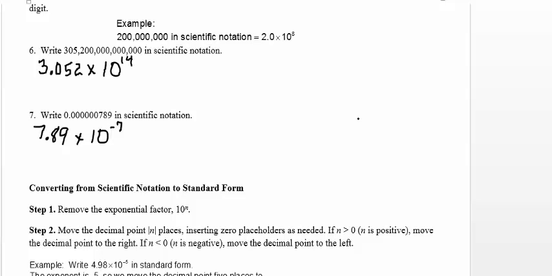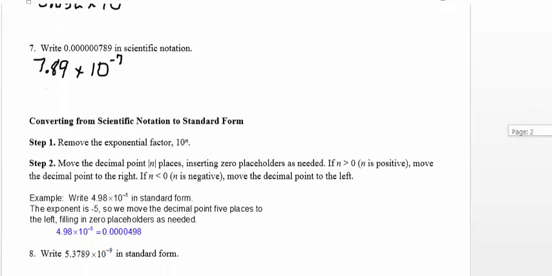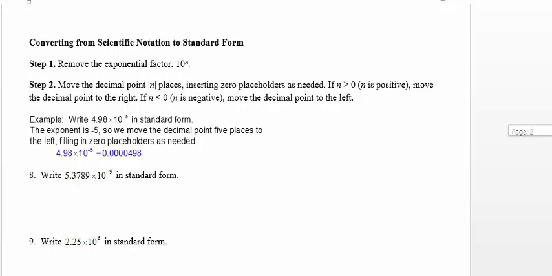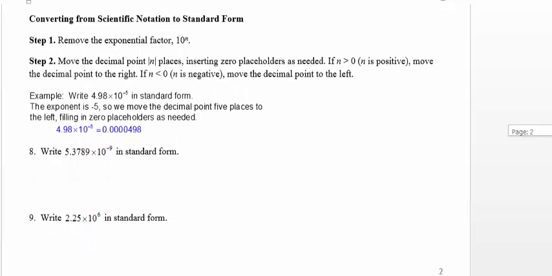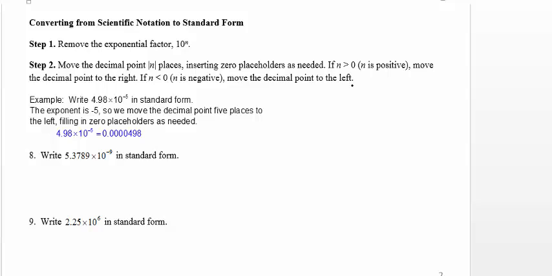So the other thing I'll need to do is to convert from scientific notation to standard form. So I'm going to remove the exponential factor 10 to the nth. I'm going to move the decimal point the absolute value of n places, inserting 0 placeholders as needed. If n is bigger than 0, or another way to say that, if n is positive, then I'm going to move the decimal point to the right. If n is negative, I'm going to move the decimal point to the left.